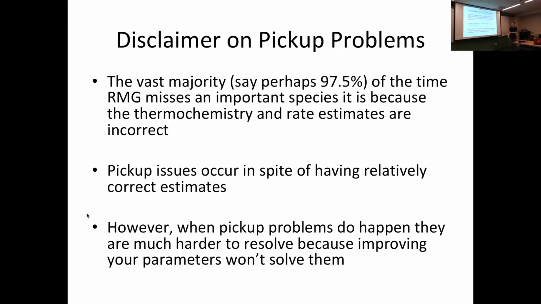A disclaimer on these is that the vast majority, maybe 97.5, maybe even 99% of the time, RMG misses stuff because your chemistry is bad and your rate estimates are incorrect. Pickup issues occur in spite of this. However, as you can imagine, when they do happen, they're really, really bad. Because when pickup problems happen, improving your parameters won't solve the problem because RMG is just not picking it up. Usually, if you can drop the tolerance low enough, it'll pick up this stuff anyway. The problem is when you're dealing with a large model and it's infeasible to drop the tolerance low enough to deal with it.